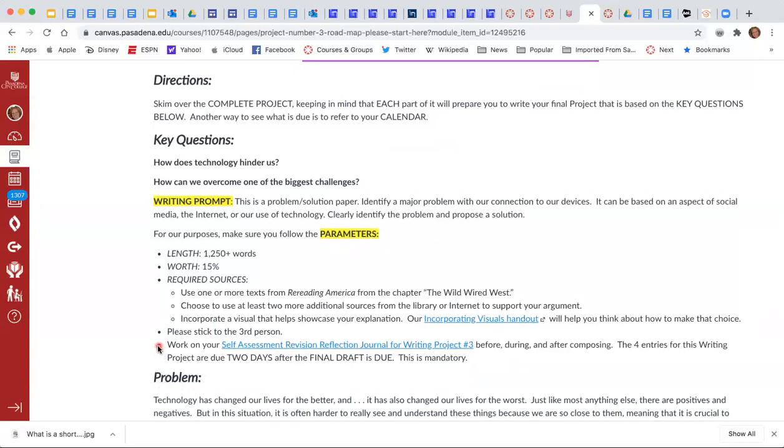And also, as always, you are going to work on your self-assessment revision reflection journal, which is helping you to metacognitively think about your writing and your writing choices, which will help you become a better scholarly writer. So make sure that you're working on this as you are composing. There are several different journal entries that you're going to have to make throughout the process.